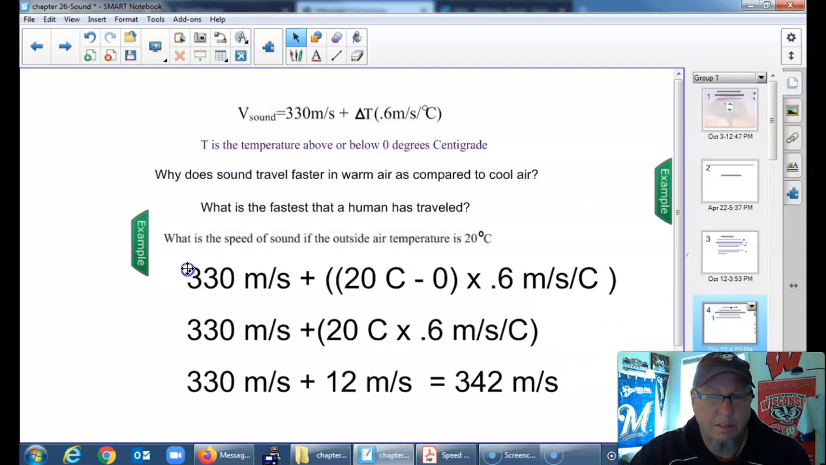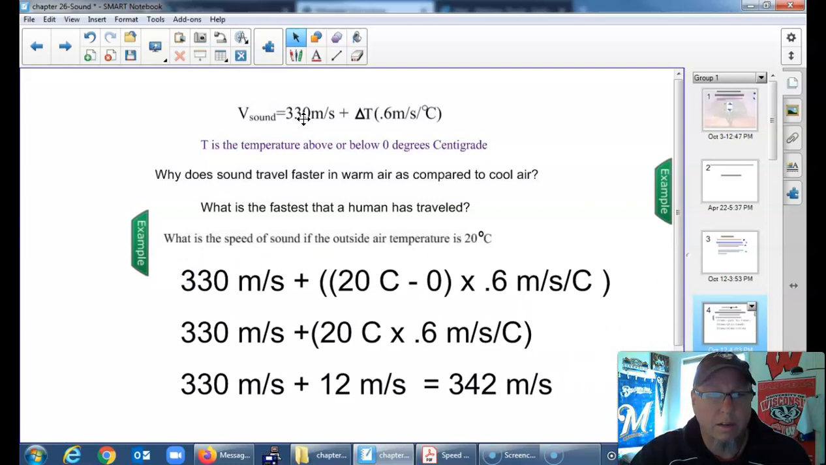And I know it looks kind of messy here when I first started, but I'm going to take the 330, and the first thing I have to do is figure out what the change in temperature is. So I'm going to take 20 and subtract 0 from it, because 0 is what 330 is. So if it's 20 degrees, I'm going to take 20 minus 0. Well, that's really easy math. That's just 20. But that's the first step, is you have to get the change in temperature.